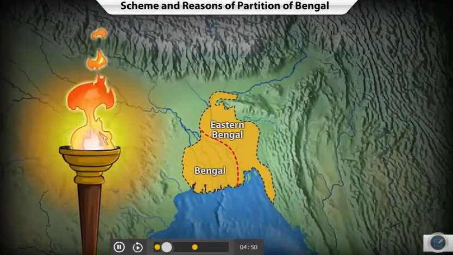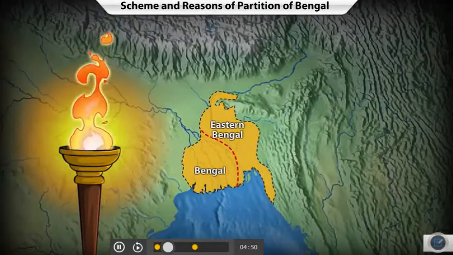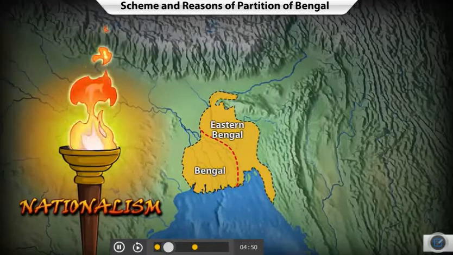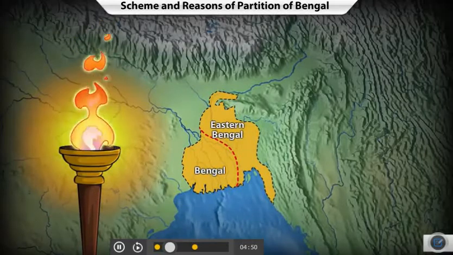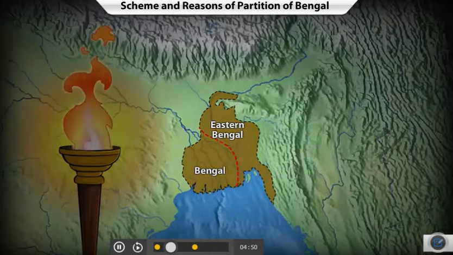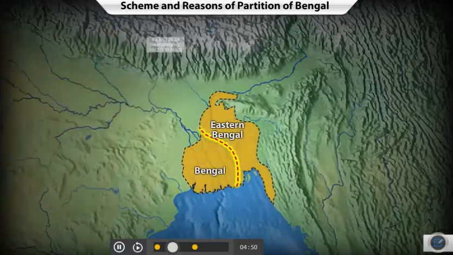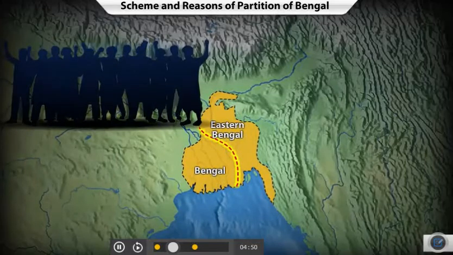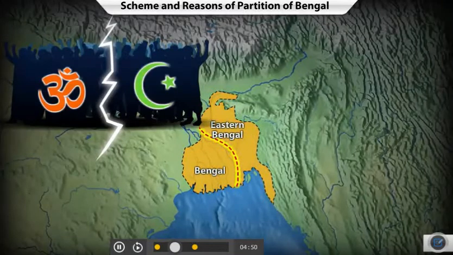But the real reasons behind the partition were believed to be very different. For one, Bengal was at the heart of Indian nationalism. The British wanted to weaken this strong base. Dividing it under two administrations would help in suppressing the Bengali influence. Another reason was to divide the Bengalis on the basis of religion by setting the Hindus and the Muslims against each other.